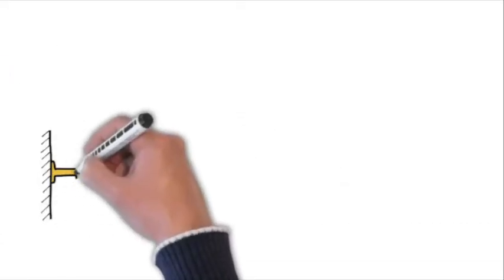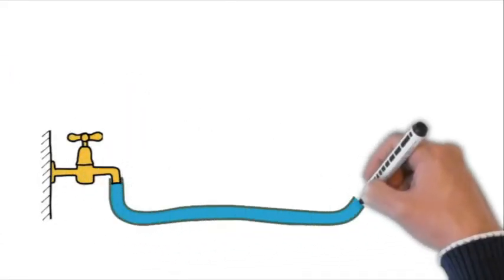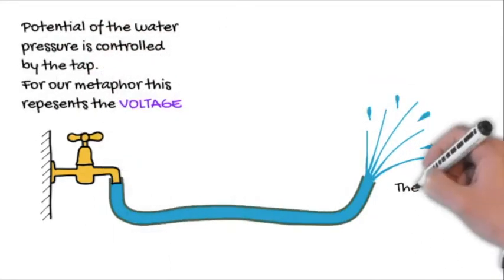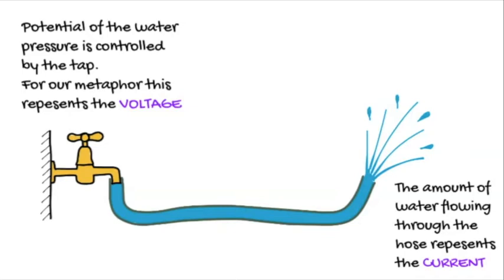So to try and explain that, we're going to use a metaphor of a hose connected to a tap. So the tap represents the voltage. The water pressure coming from the tap is the potential energy, whereas the water flowing through the hose represents the current, the amount of electricity flowing through a component or a wire. So in this case, the amount of water flowing through the hose is controlled by one of two things. Either you can increase the water pressure by turning up the tap, the potential energy, or you can increase or decrease the width of the hose.